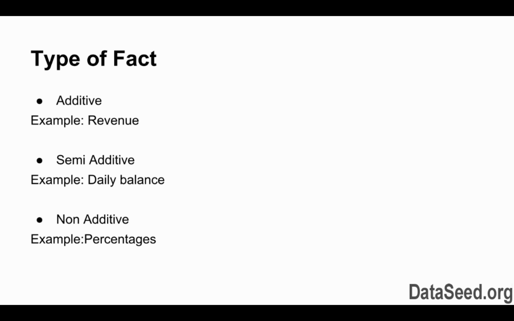Non-additive facts are facts that cannot be summed up for any of the dimensions present in the fact table. Facts which have percentages or ratios cannot be summed up across any dimensions, because if you sum up all the percentages, the data would not be correct.